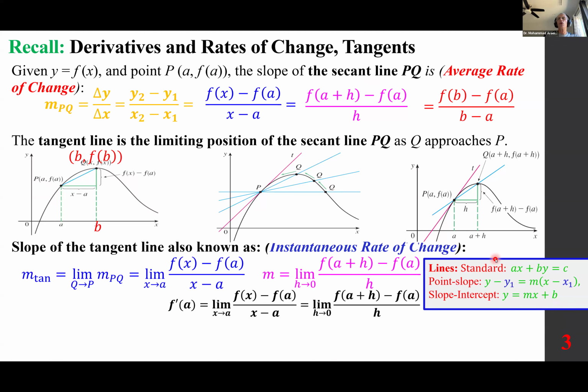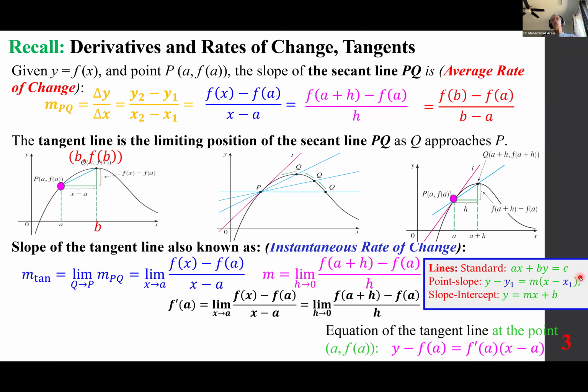Various forms of points. If we go with the point slope at this pair a comma f of a, the equation of a tangent line becomes y minus f of a equals f prime of a times x minus a. And again, you don't have to memorize it, just follow the point slope.